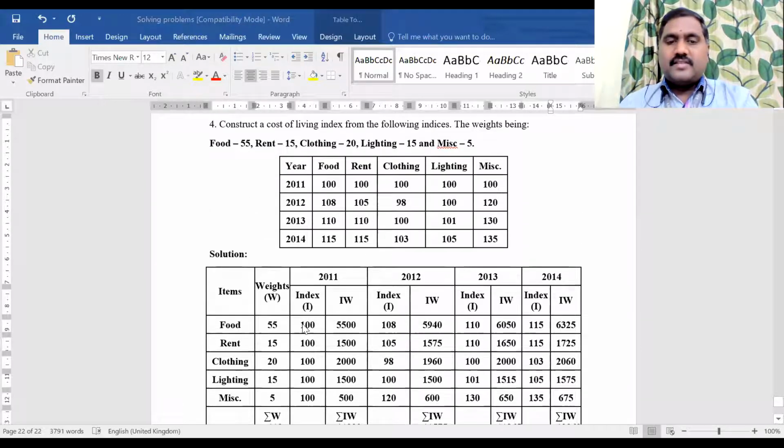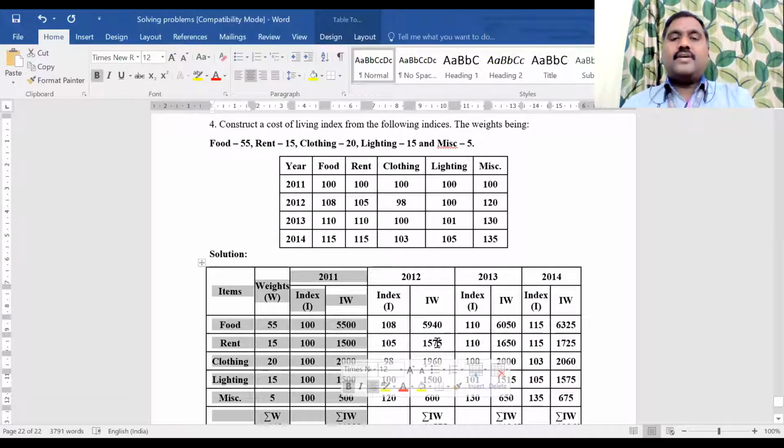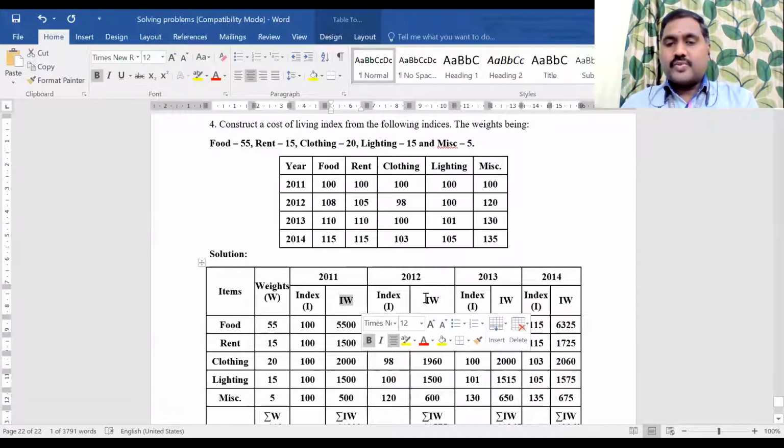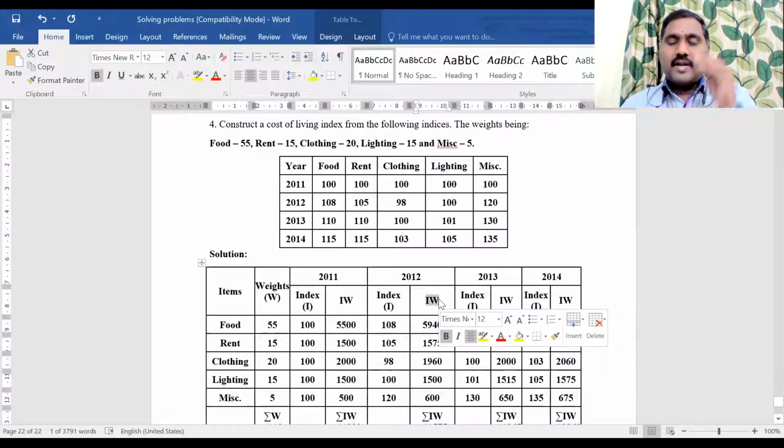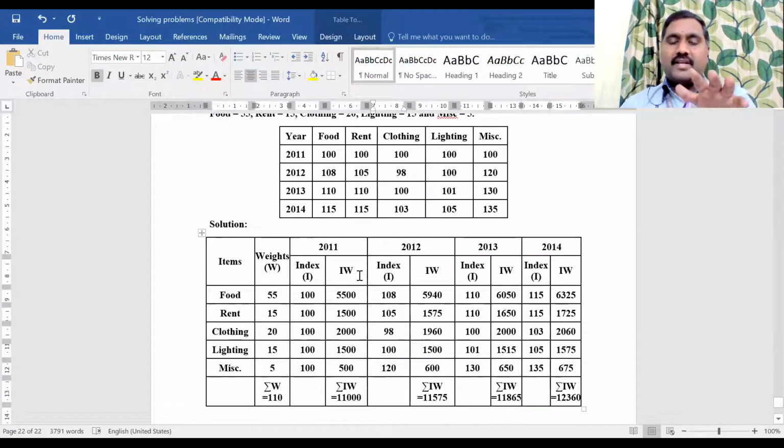See, this weightage is given, guys, and the indices 100, 108 and so on. Since I and W are given, we have to calculate IW. If they were given for only 1 year, your problem would be simple. Since they're given for 4 years, we need to calculate IW for 4 years. That's why I divided one more column under each year itself. Otherwise, putting I for 2011, 2012, 2013, 14 and again IW would be confusing for you.